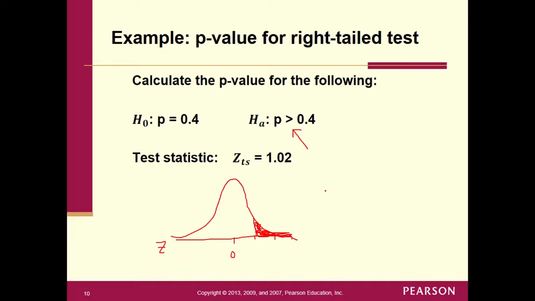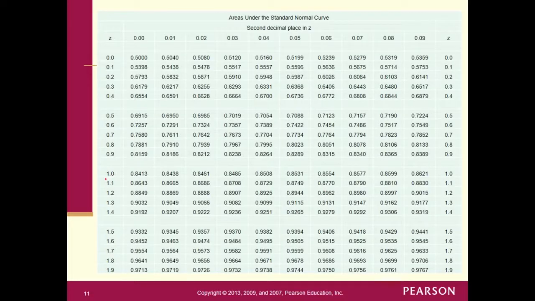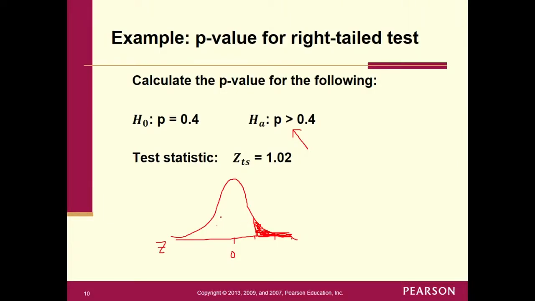Now remember, the table's always going to give us less than, and so let's look up 1.02. Here's 1.0, here's 0.02. You see where it comes together. We got 0.8461. But that can't be our answer, right? 0.8461 is that area right there. And how do we calculate the p-value? We can take 1 minus 0.8461.